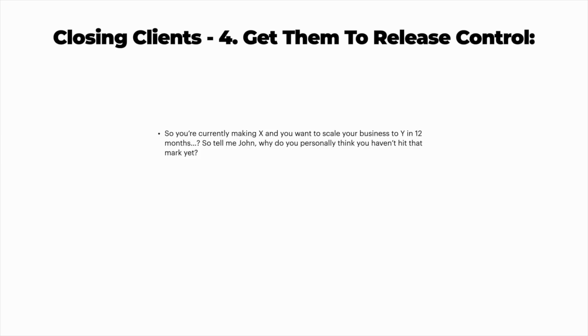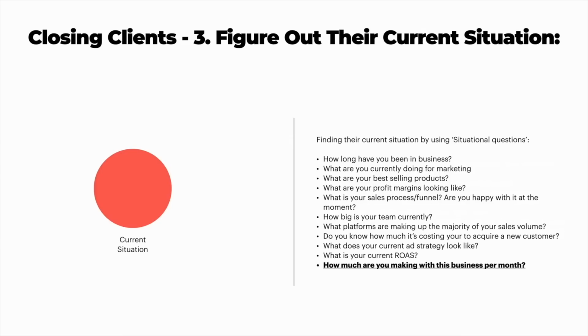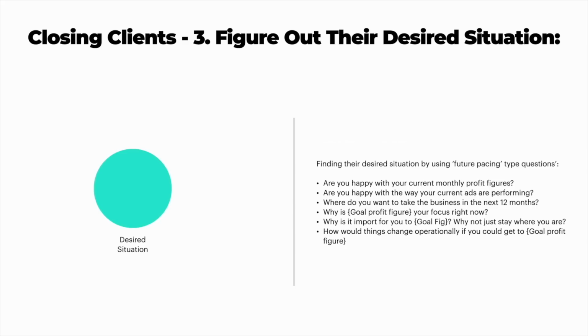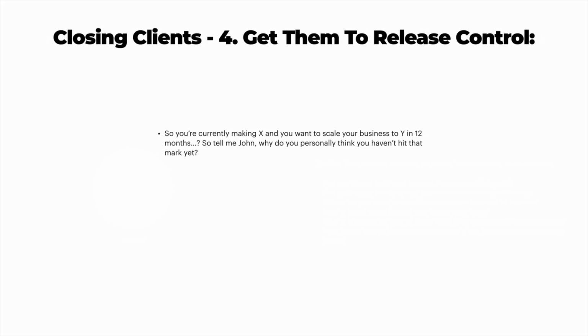So part 4 of closing clients is getting them to release control. So once you've gone through and found their current situation, their desired situation, you're going to get them to release control. And what I mean by that is most business owners come into sales calls with a wall up. So what you're going to do is you're going to go, so John, you're currently making 10K per month right now with your business, and you want to scale that to 80K per month in 12 months time.